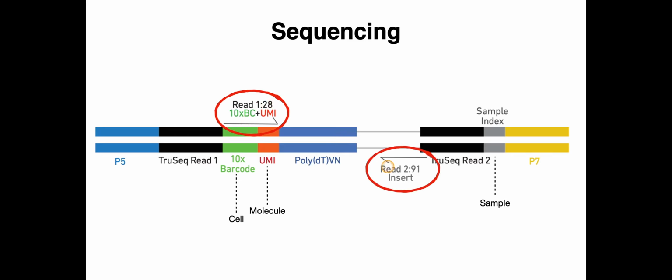We then carry out a reverse read that actually comes off of this TruSeq read 2 sequence and captures the information about the transcript. Without this barcode and UMI, this read is not useful, so they really need to be paired-end sequencing.